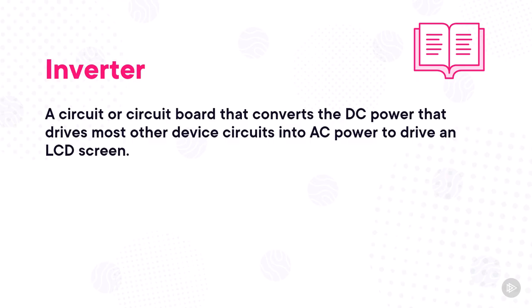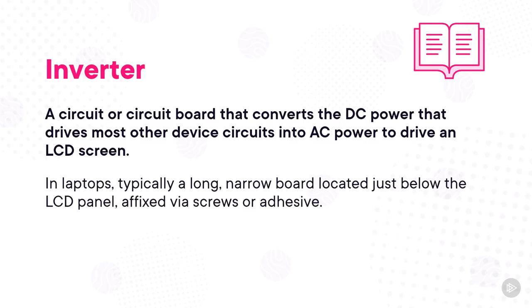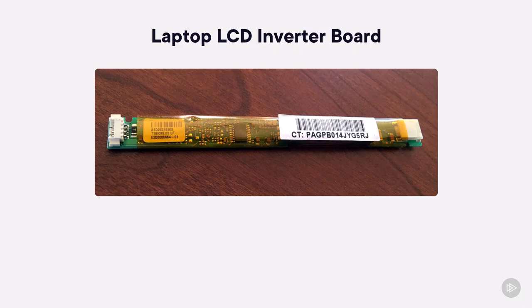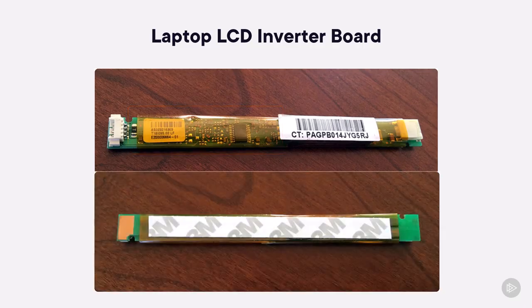The electrical power from a wall outlet is AC, and the power brick changes that to DC, typically at a much lower voltage. Inverters in laptops are typically long, skinny circuit boards that live just below the bottom edge of the LCD panel and are held in place either via screws or via sticky tape. Here's a picture of a typical inverter board. You can see the electronic components along the top and an adhesive strip on the bottom for securing the inverter to the display enclosure. The inverter board will have one set of wires coming from the power supply and another set going to the CCFL backlighting array.